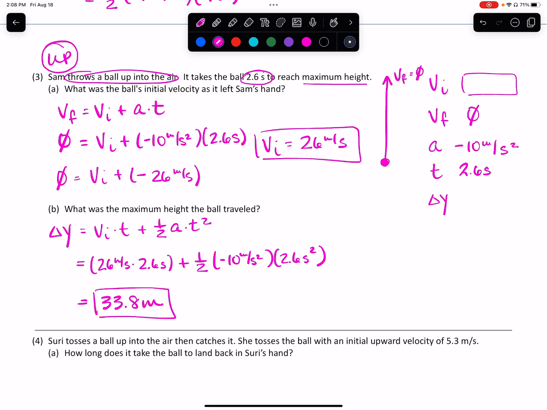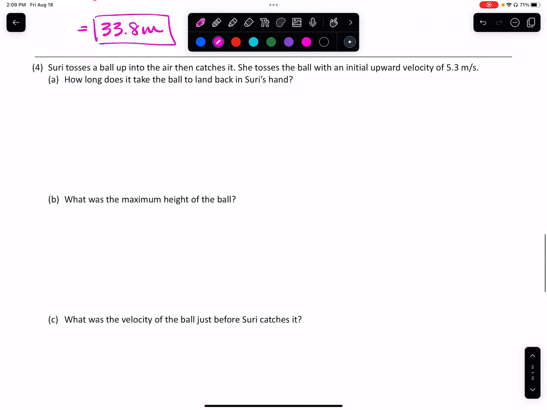So that's an example of an up problem. Just keep in mind, you know V final because it's at maximum height, which means it's going to be 0. For our last problem, Surrey tosses a ball up into the air and then catches it. She tosses the ball with an initial upward velocity of 5.3 meters per second. How long does it take the ball to land back in Surrey's hands?